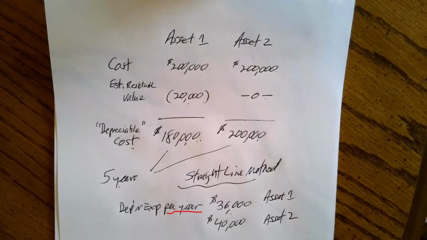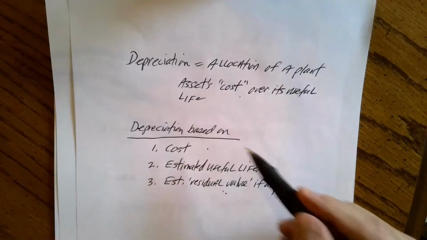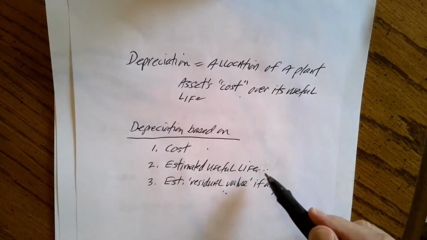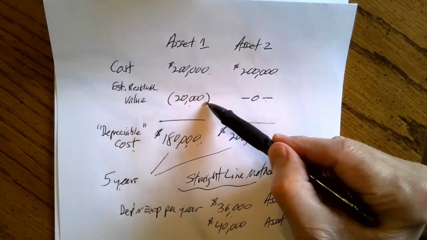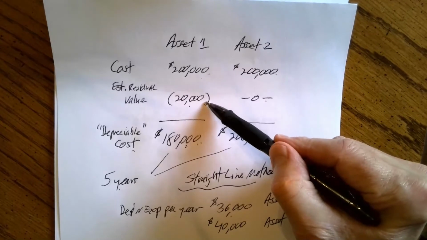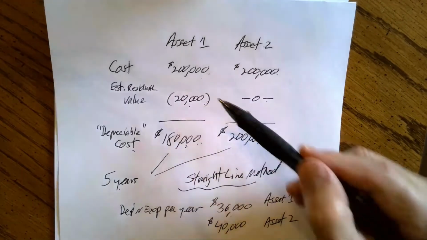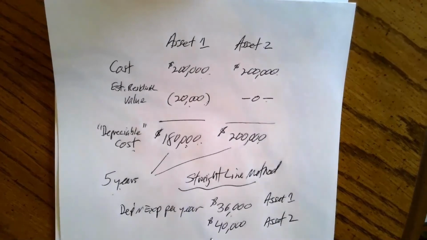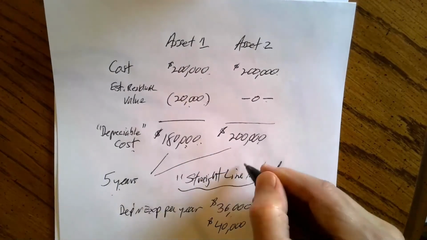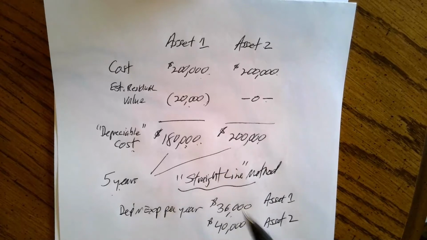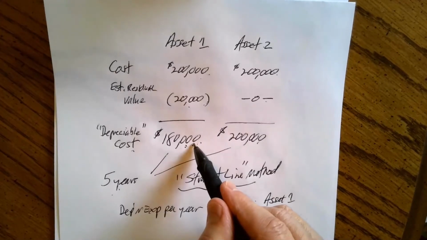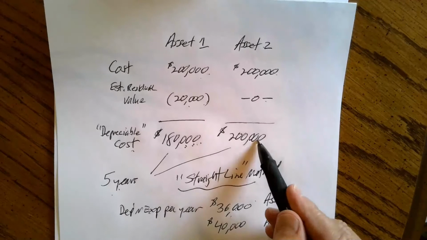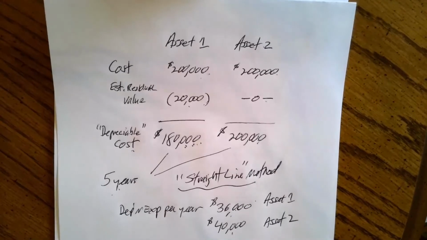Again, depreciation is a function of the cost of an asset, any estimated residual value, which could be 0, and its useful life. Cost, any estimated value when it's finished being used, and allocated over its life. The straight line method is the most popular form, very simple. Depreciable cost divided by number of years, $36,000 per year for 5 years. Depreciation complete. Asset 2, 5 years, $40,000 a year, depreciation complete after 5 years.